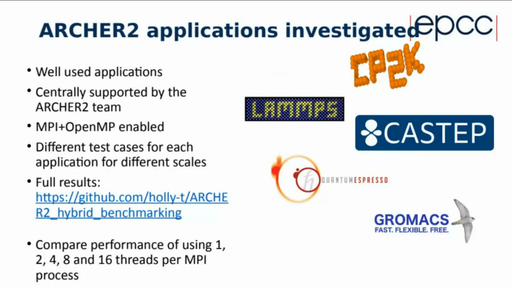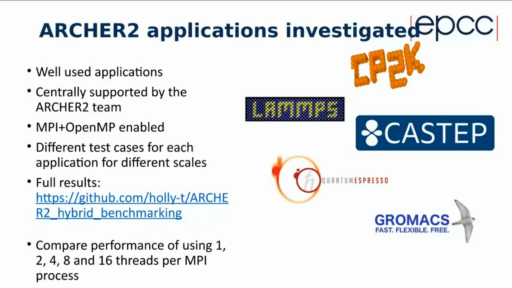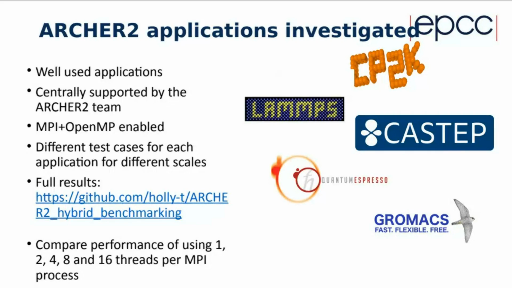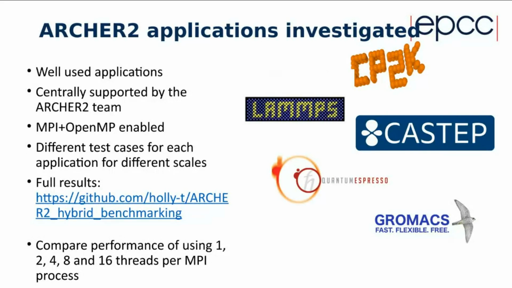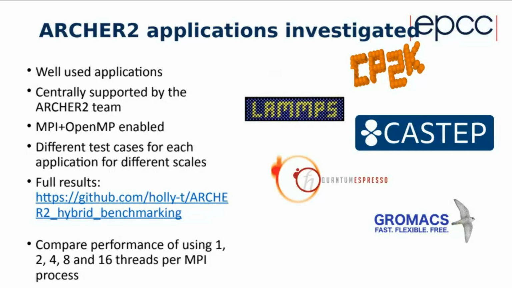For each of these applications, I've selected different test cases for different scales, so to be able to run on a few nodes and then many nodes going up to a few hundred nodes. So I focused on CP2K, LAMMPS, CASTEP, Quantum ESPRESSO, and GROMACS. I've put the results on this GitHub repository, and the performance I compared typically using 1, so kind of like pure MPI, 2, 4, 8, and 16 threads per MPI process.